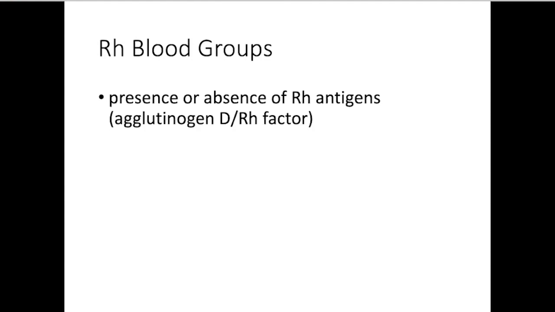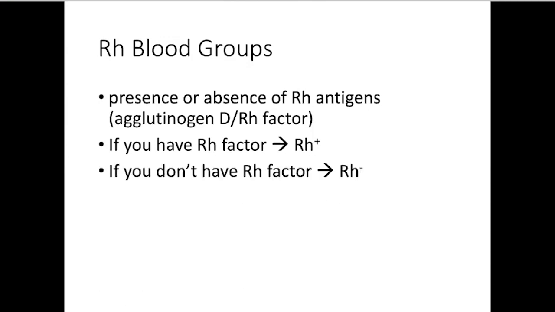Rh blood groups involve the presence or the absence of an Rh antigen called agglutinogen D or Rh factor. If you have the Rh factor antigen on your red blood cell surfaces, you are Rh positive. If you do not have the Rh factor, you are Rh negative. Most Americans are Rh positive.